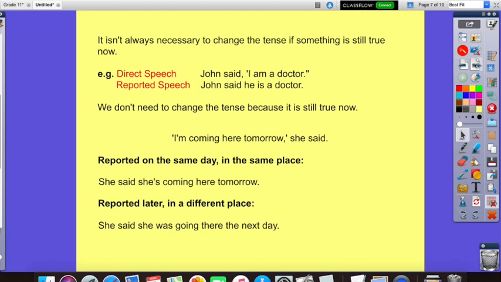Let's look at another example. "I'm coming here tomorrow," she said. If this is reported on the same day in the same place, she said she's coming here tomorrow. If it's reported later in a different place, she said she was going there the next day.